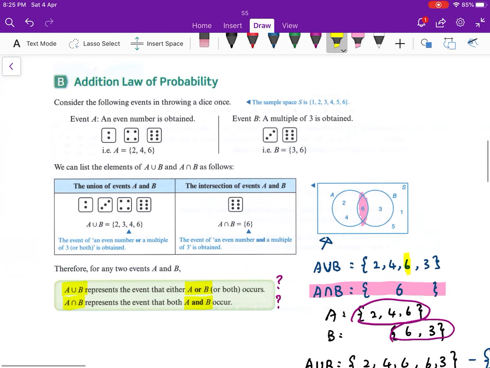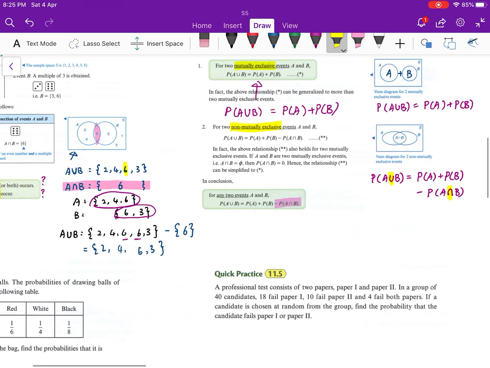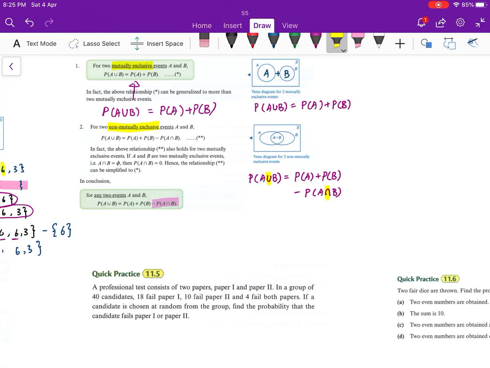So now, if you know how to do it, let's do some quick practice, okay? Take out your textbook and try to do the quick practice 11.4 to 11.6. Then later on in another video, we will explain the answers, okay?